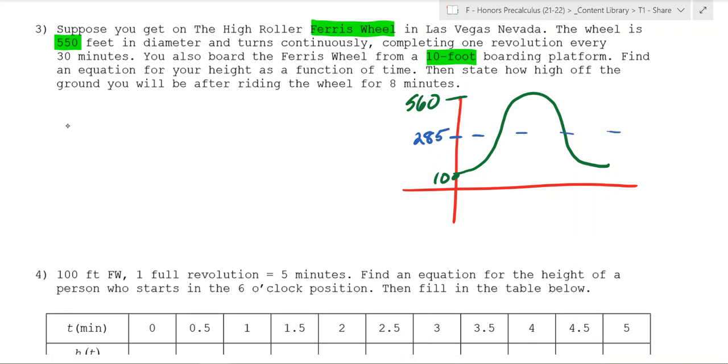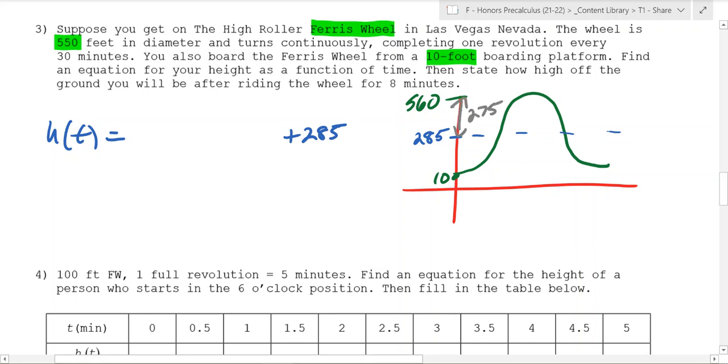So now when it asks the equation, the height, and we'll call it h of t, the height h of t is going to be something plus 285. Well, the amplitude of this is 275, because that's the distance from here to here, 275. So there's going to be a 275 out front.